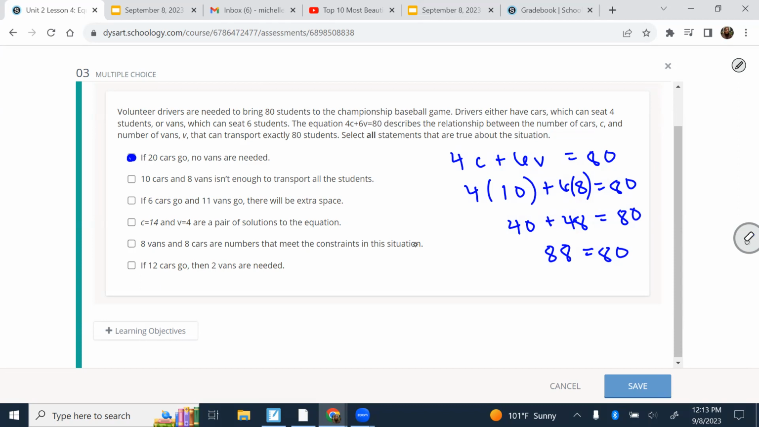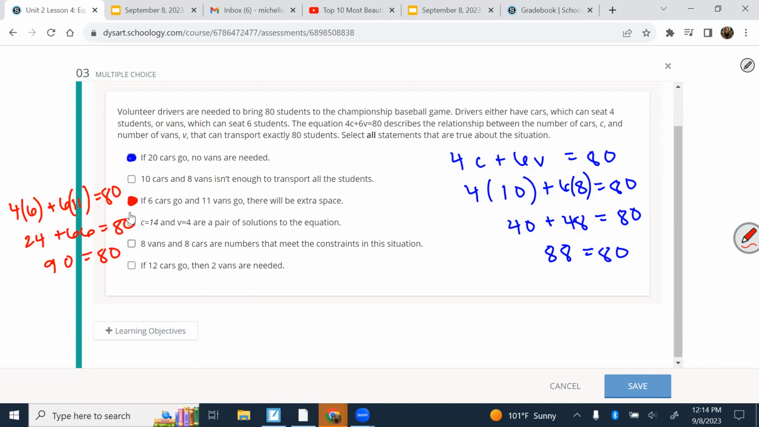If 6 cars go and 11 vans go, maybe I'll do that over here. 6 cars, 11 vans. I want that to have at least 80. It says there will be extra space, so let's see what 6 times 4 is, and then 6 times 11. When I add that together, what's 24 plus 66? Is that true? Will there be extra space then? So then take that one.